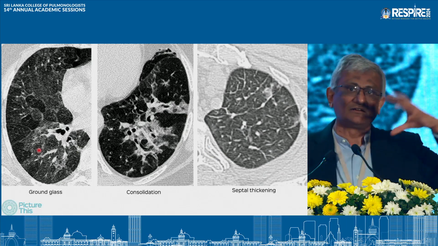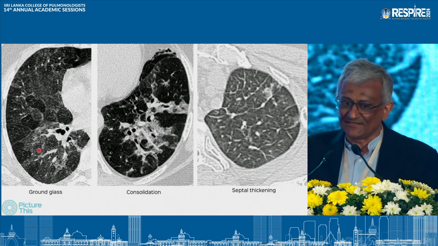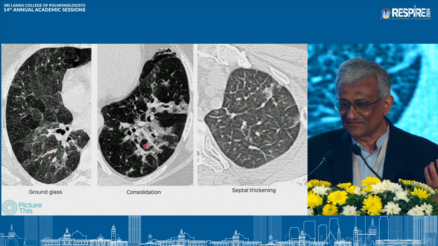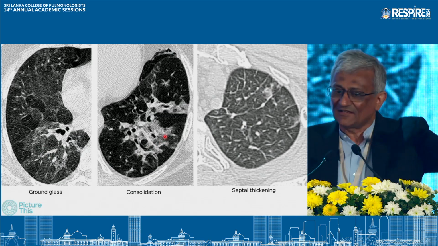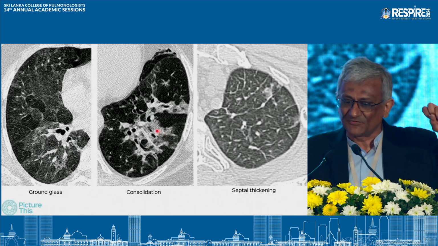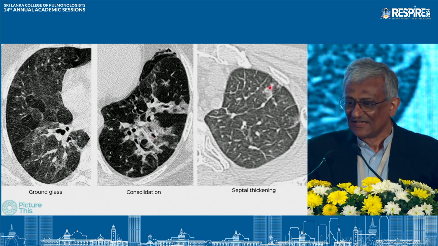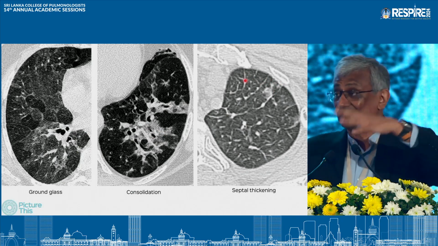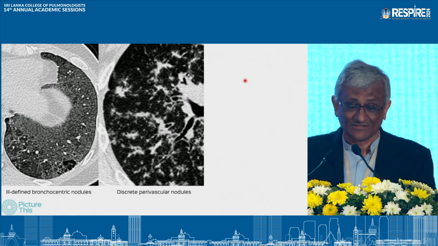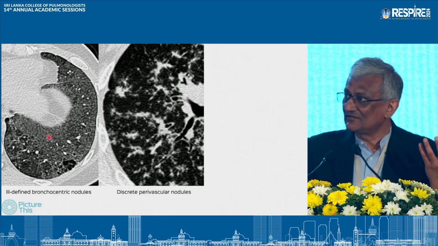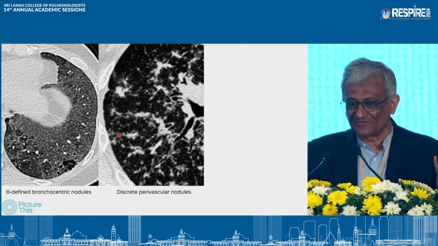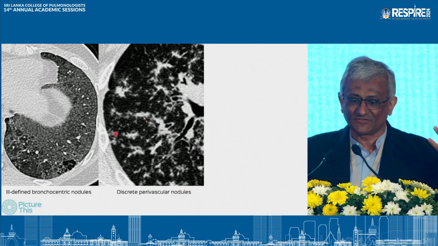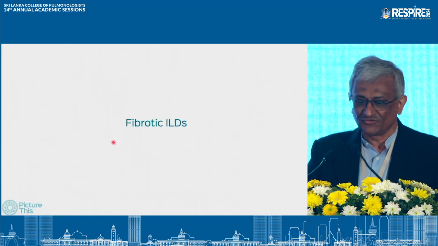Mind you, these can occur as part of the fibrosing ILDs as well. So we have ground glass, increased opacity, not obscuring vessels; consolidation, usually occurring with ground glass where the vessels are obscured and you see air bronchograms; septal thickening, where there's thickening of the interlobular septae, and this can occur with ground glass and consolidation; ill-defined bronchocentric or centrilobular nodules and discrete nodules like you see here, which can be perivascular, subpleural, or fissural.